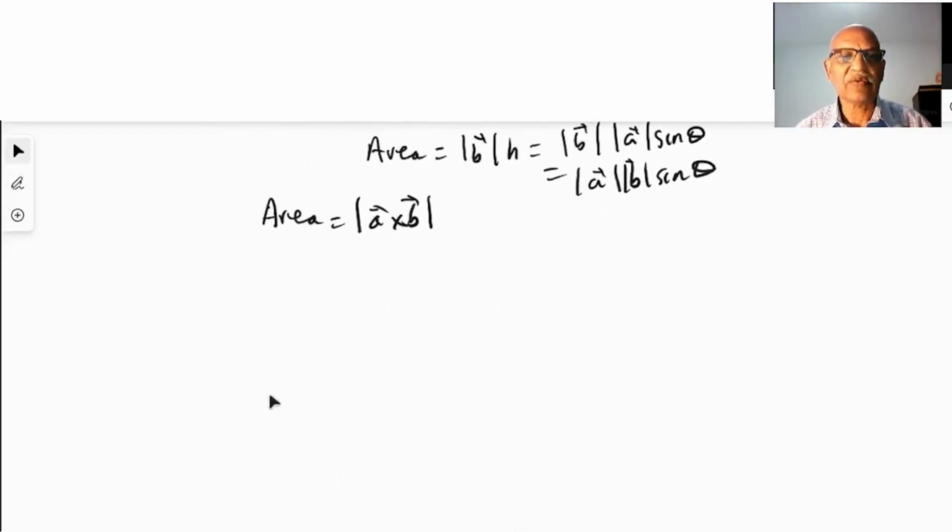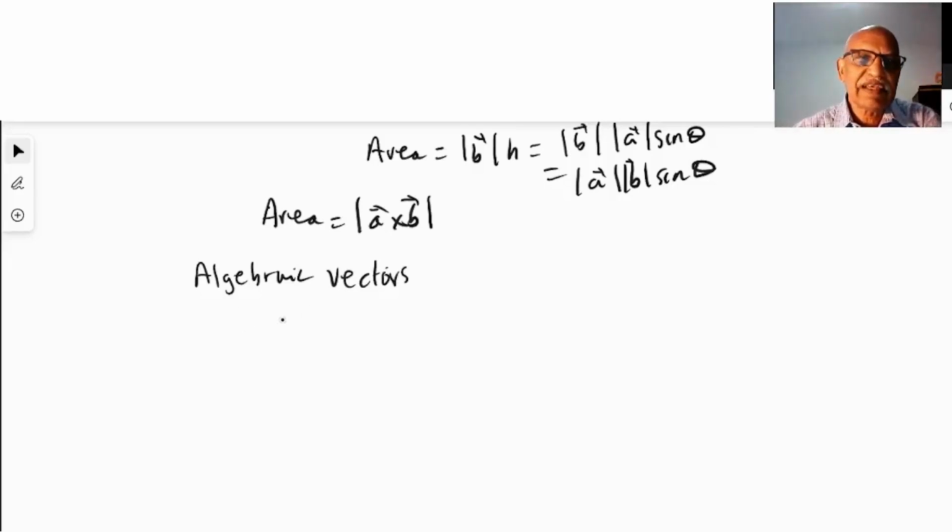Okay, so now let's see when we are given components. How do we find the cross product of algebraic vectors? We are given algebraic vectors. So let's say I have vector A equal to 1, 2, 3, and vector B equal to 4, 5, 6.